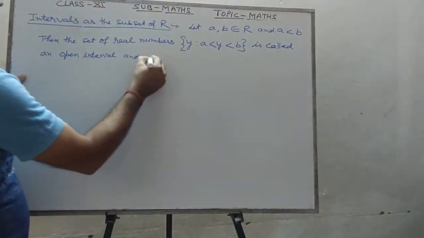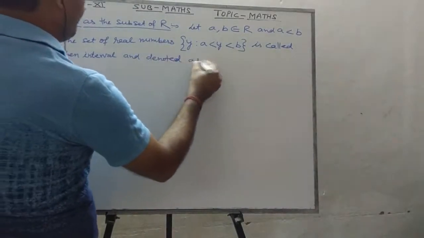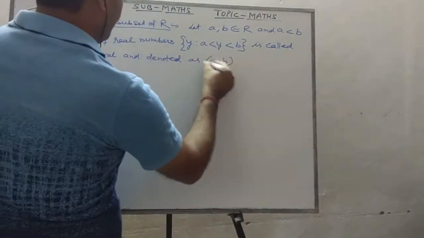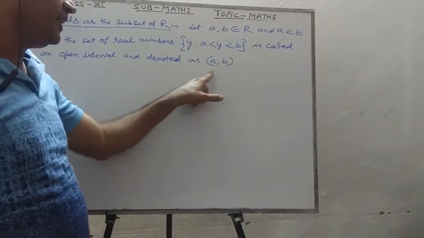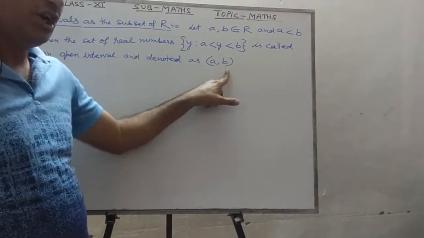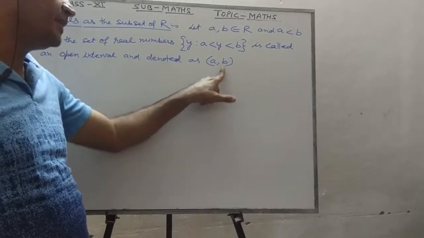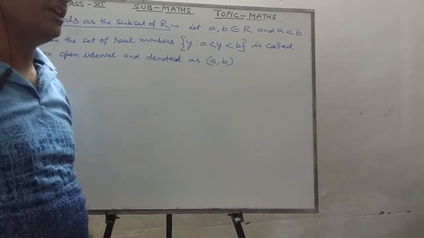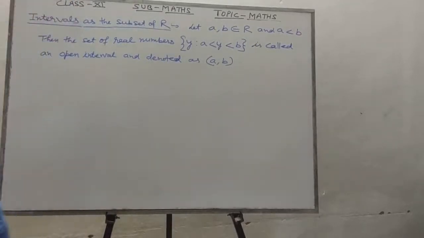And denoted as open interval (a, b). So what will it tell? All the points between a and b, all the real numbers between a and b are the elements of this interval, but a and b are not included in this interval. So this is to be understood very clearly.